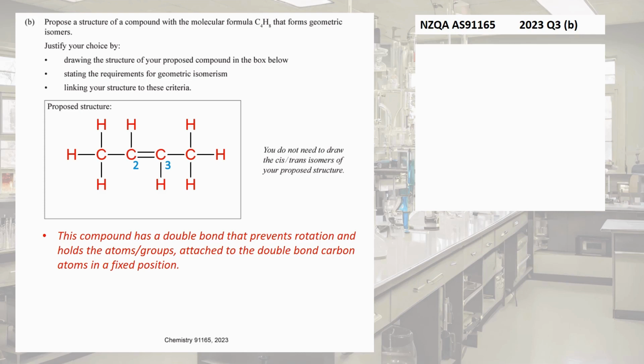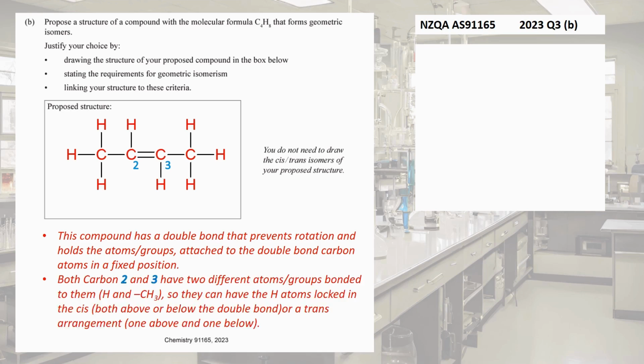And to get to the next stage, we just need to clearly say, okay, these are 2 different groups, or atoms, because one is a hydrogen and one is a CH3. So coming off 2, there is a hydrogen and a CH3. That's what makes them different. And coming off 3, there is a hydrogen and a CH3. Hence, we have our answers.